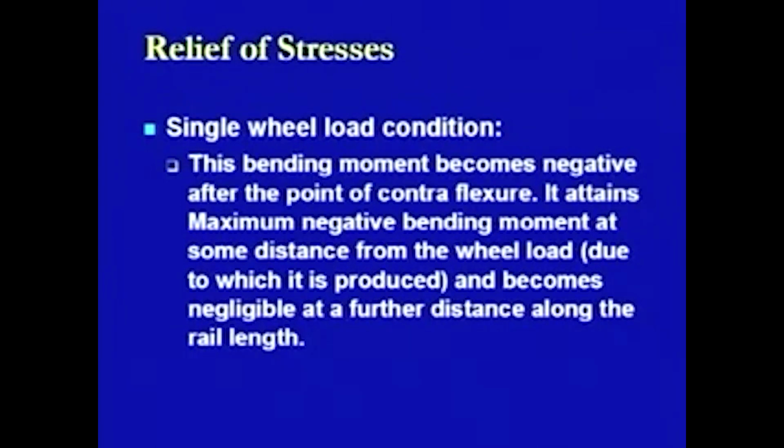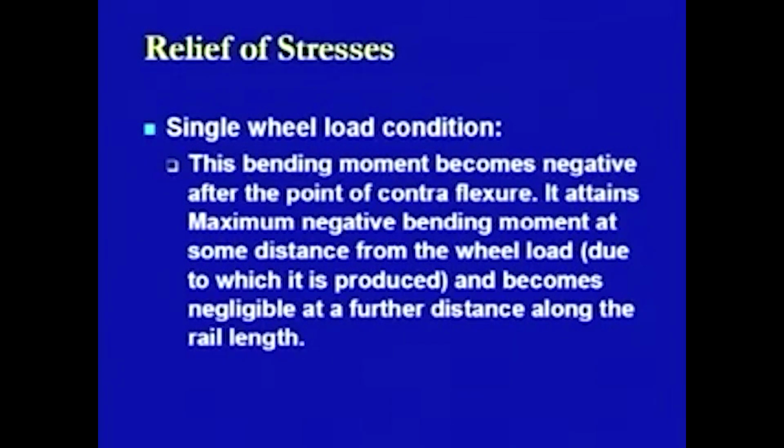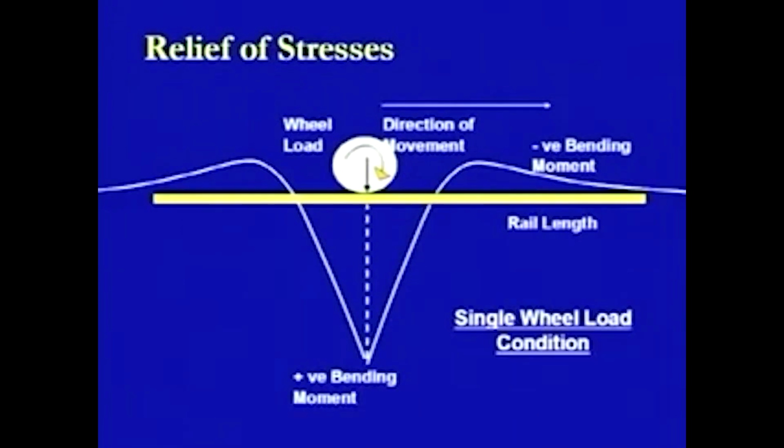It attains the maximum negative bending moment at some distance from the wheel load. This is another important thing, and you have also computed the same type of things wherever there is a linear or curvilinear change in the bending moments being found out. So, this is not a difficult situation. This distance will be at some distance from the wheel load at which the load is being applied, and it becomes negligible as you go further from that point, and obviously it is going to be 0 after a certain point. Now, this is a diagram which is trying to depict the same thing.